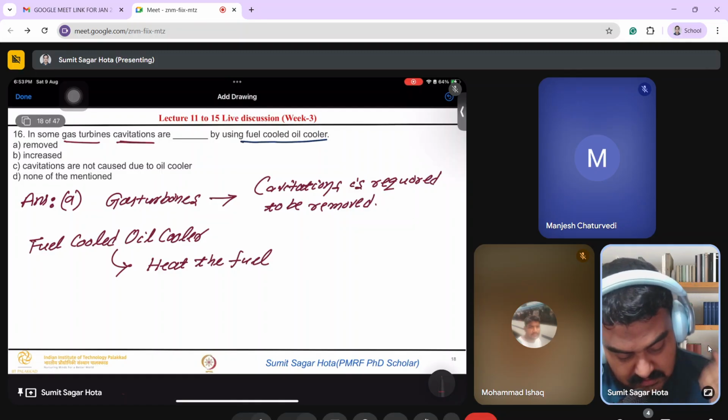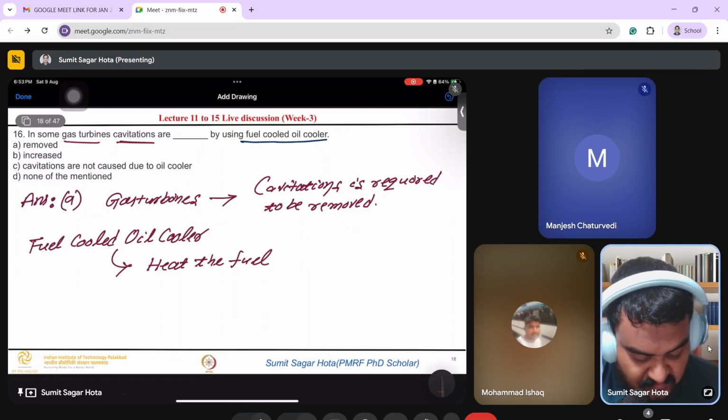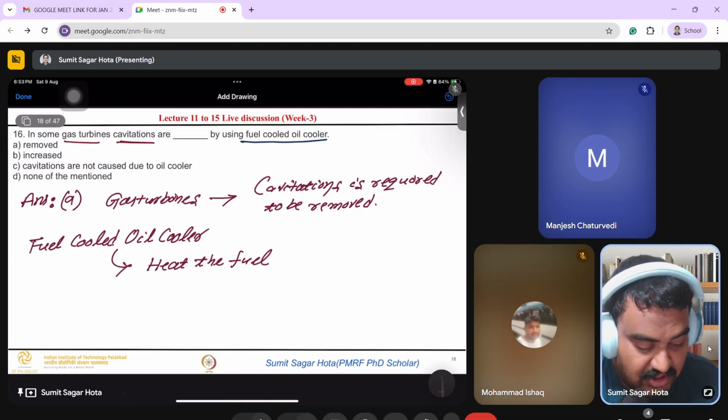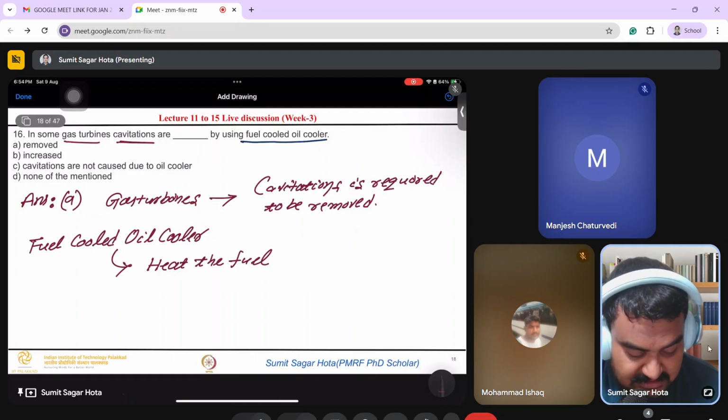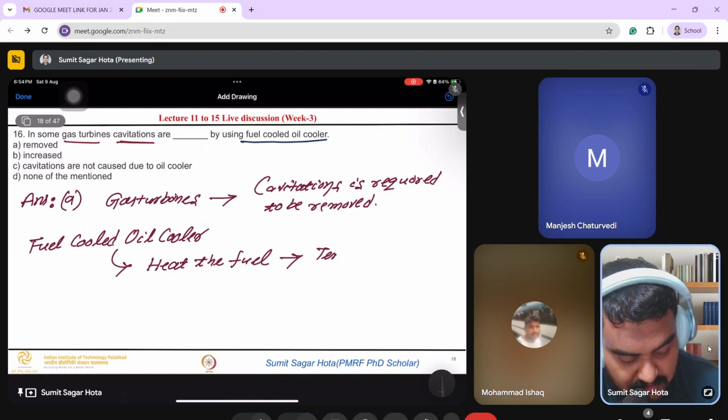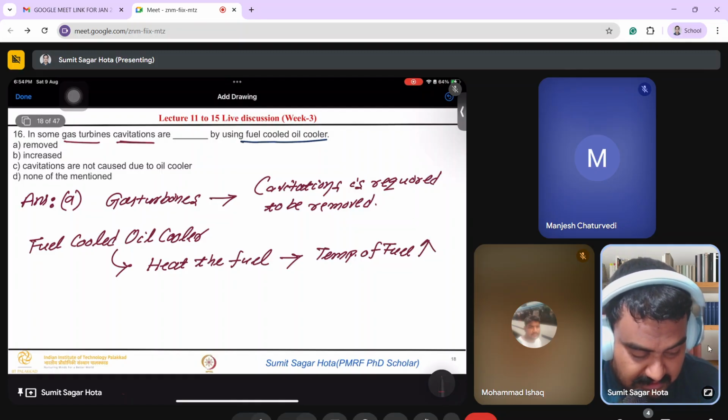So this fuel cooled oil cooler is one device in aircraft gas turbine engines. What it does is heat the fuel. Now when it heats the fuel, the temperature of the fuel is going to increase. When the temperature of the fuel increases, there are also chances of evaporating some of the fuel.